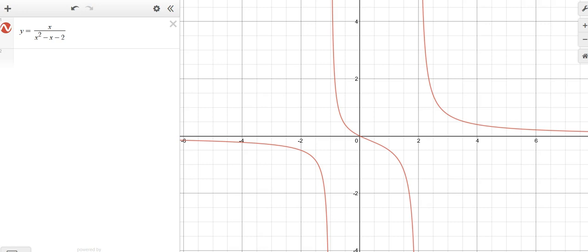Tell me what's going on way out there. What's the limit as x goes to positive infinity? What's it getting close to? 0. What about over here? If I go way far this way, the limit as x goes to negative infinity, also getting closer to 0.